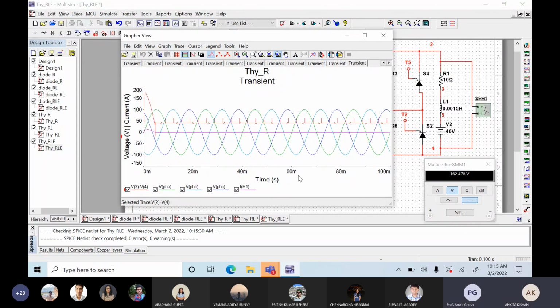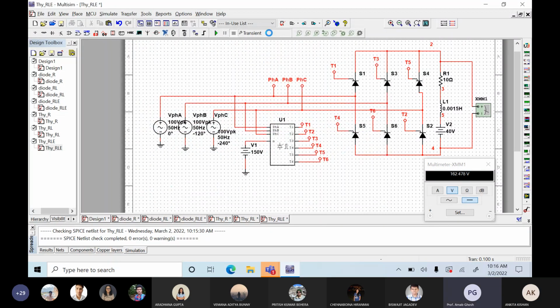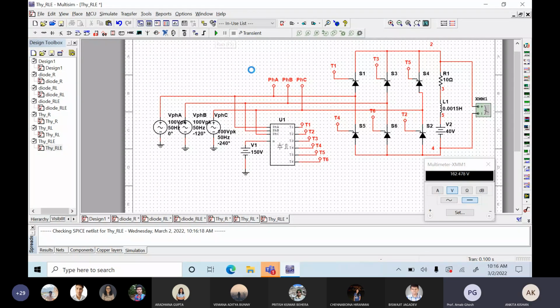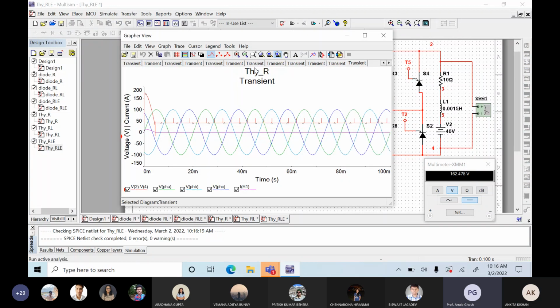Hello? Yes, sir. How much output voltage is there? What happened? You close that one? Open that window? What happened? That grapher? Yes, sir. From the grapher, you tell me. So, what is your output voltage? Tell me. What is your output voltage? And the value of the output voltage. Which one is your output voltage? Hello, am I audible? Yes, sir. Tell me, which one is your output voltage?